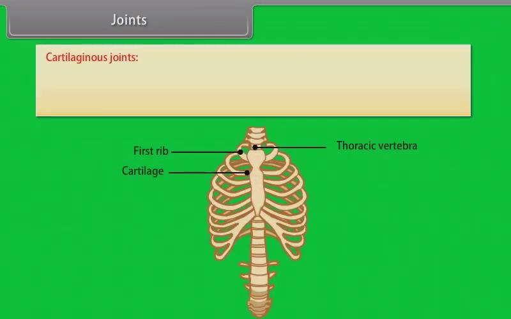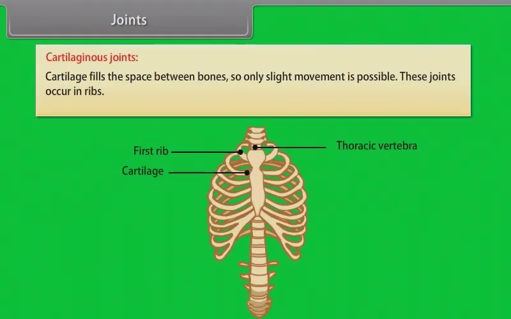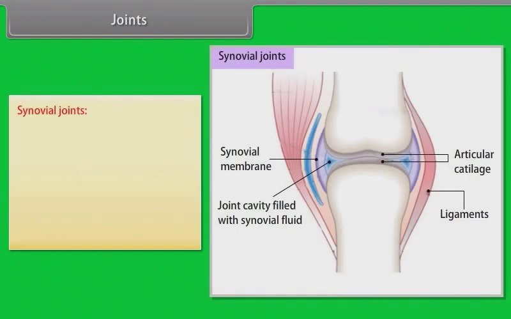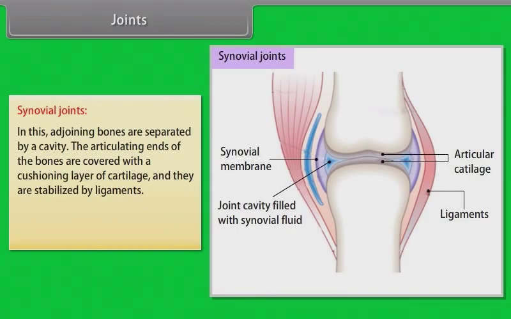Cartilaginous joints. Cartilage fills the space between bones, so only slight movement is possible. These joints occur in ribs. Synovial joints. In this, adjoining bones are separated by a cavity. The articulating ends of the bones are covered with a cushiony layer of cartilage, and they are stabilized by ligaments.